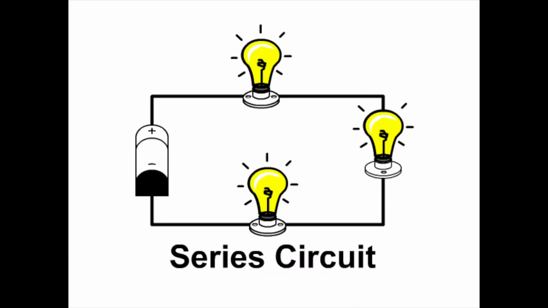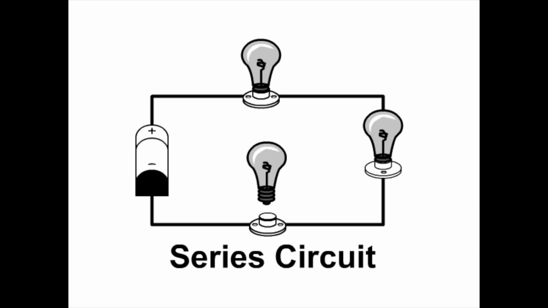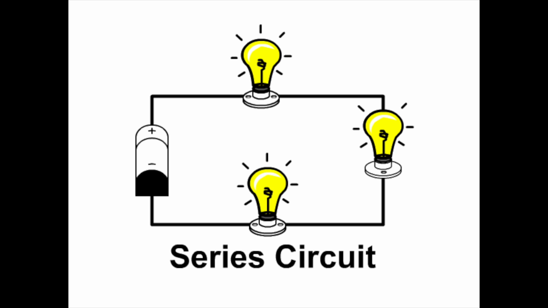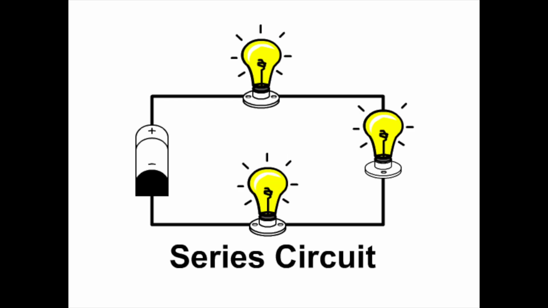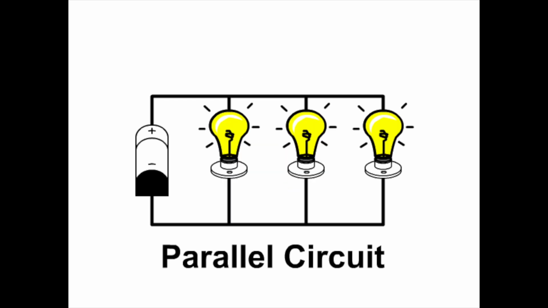In series circuit, components are connected one after the other. There is only one path. So if one instrument is damaged, for example in this circuit, if one bulb is damaged, it will affect the flow of current in the entire circuit and there will be no glow for the remaining bulbs.